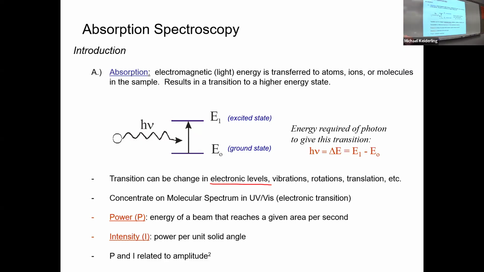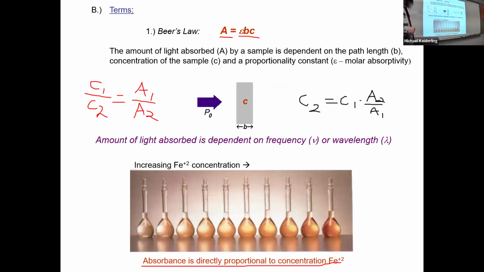The power of the beam that reaches a given area per second is P. Intensity is the power per unit solid angle. Beer's law says the absorbance of light absorbed by a sample depends on the path length, the concentration of the sample, and a proportionality constant, the molar absorptivity. If you have one measurement with a known concentration and another with an unknown concentration, you can find the unknown concentration with these formulas, much like you did on the first test.